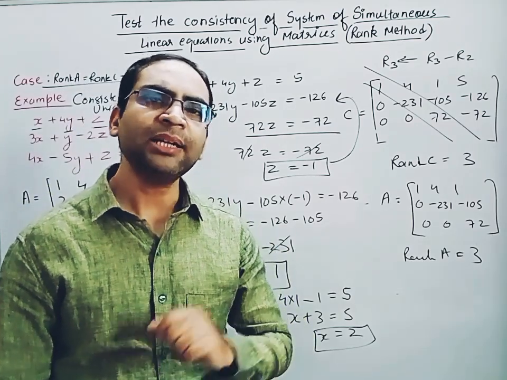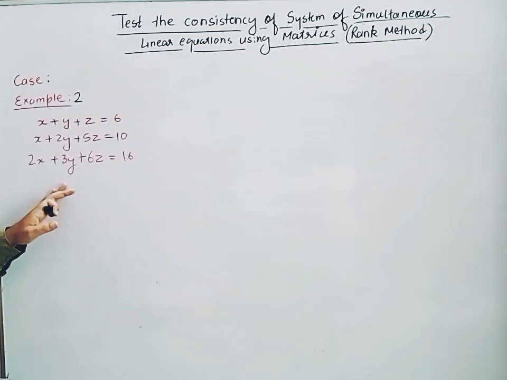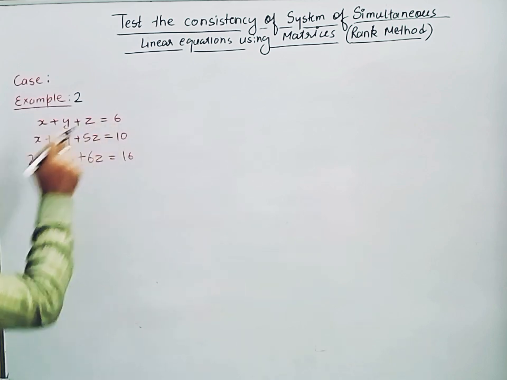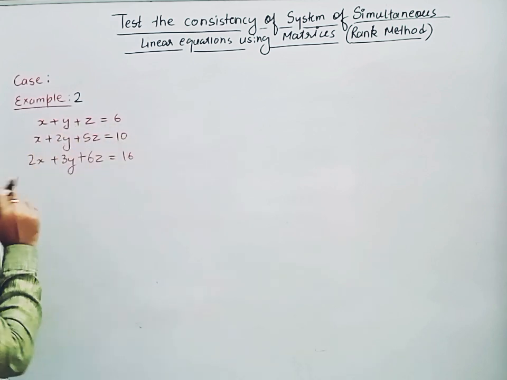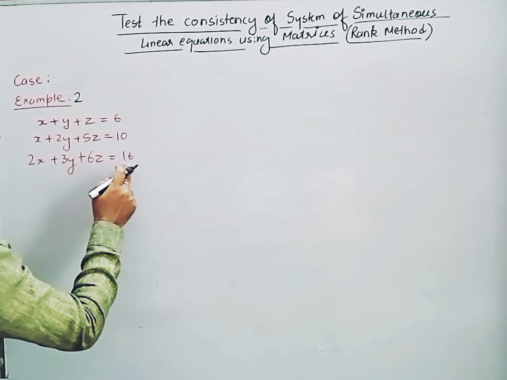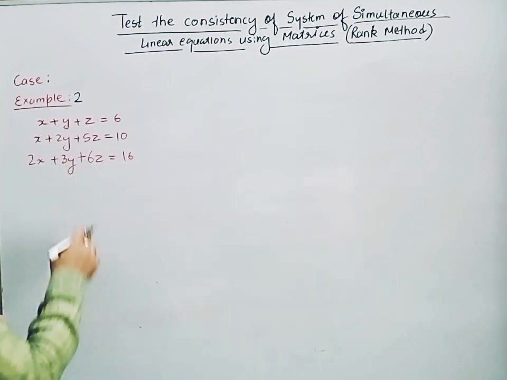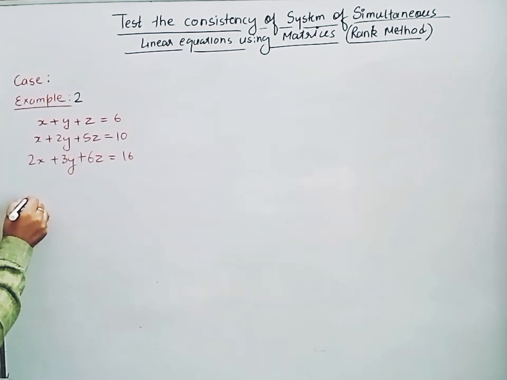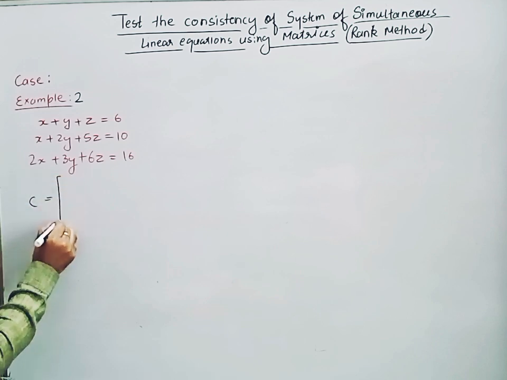So let's take one example and solve it. Now let us see this example number 2, where we have system of linear equations. X plus y plus z is 6, x plus 2y plus 5z is 10, 2x plus 3y plus 6z is 16. To solve this, we will create the augmented matrix of this. So we will create the augmented matrix with the coefficients.